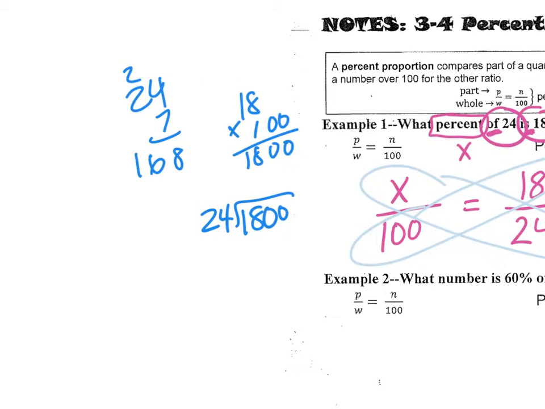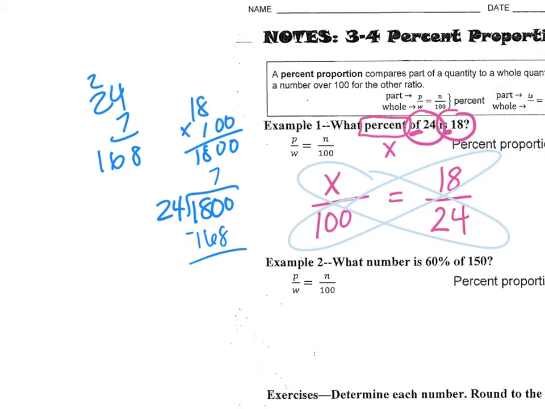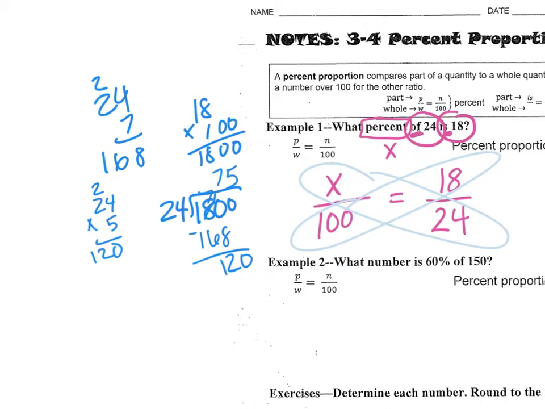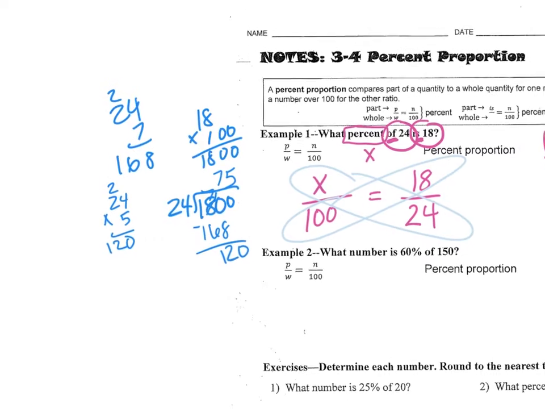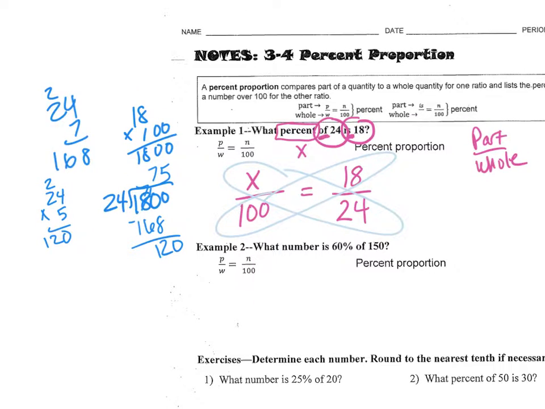So 7 can go in there evenly. 8 would be too much. So let's see what we get. 120. So then 24 can go into 120. Let's try 5, 10, 11, 12. Yeah. So that x, that percentage, it said what percent, that I didn't know, I just solved for is 75 when I cross multiply and divide. So that means that 18 is 75% of 24.